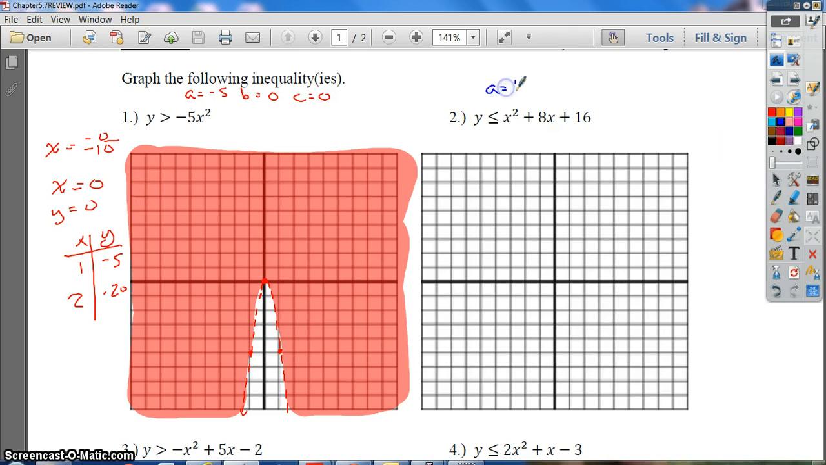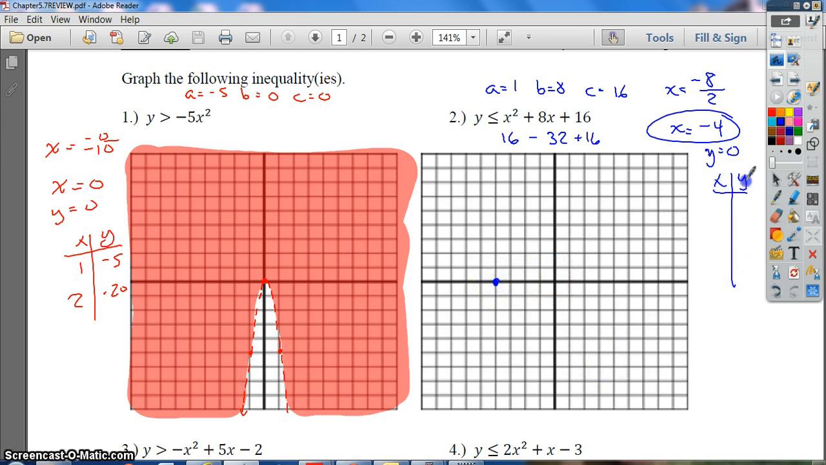So A is 1, B is 8, C is 16. So we're looking at -8 over 2 times 1. So x is going to be -4. If I plug -4 in, I get 16 minus 32 plus 16, which is basically going to give us 0. So y is 0 at my vertex. So -4, 0. There's my vertex.